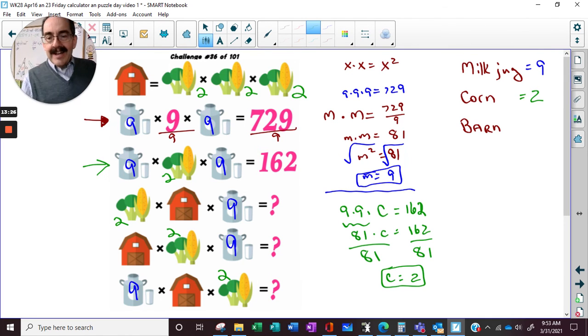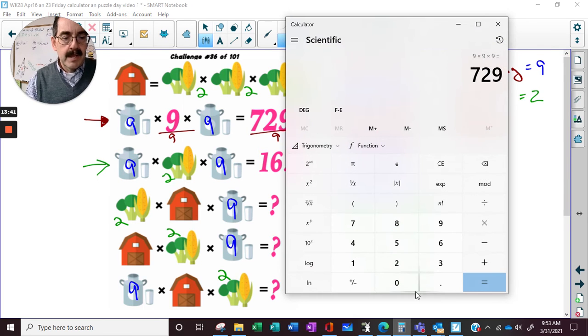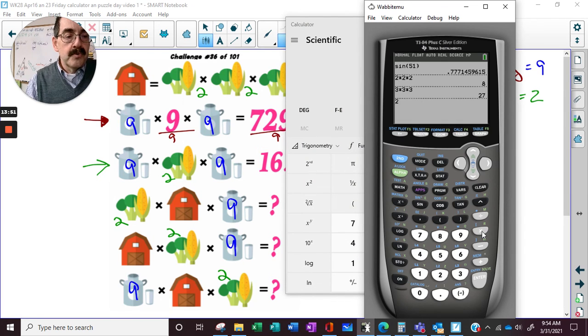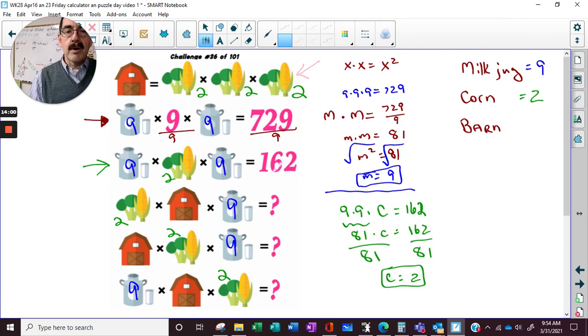Alright, so now we got to get the barn, right? And then we'll start right here, and the barn is 2 times 2 times 2. What's 2 times 2 times 2? If you have to, grab your calculator. 2 times 2 times 2 is 8. Grab the fancy calculator. 2 times 2 times 2, 8. I like the way it lines it up so you can see it. So now the barn is 8. So 8, 8, 8, 8, 8. Now we can finish it.